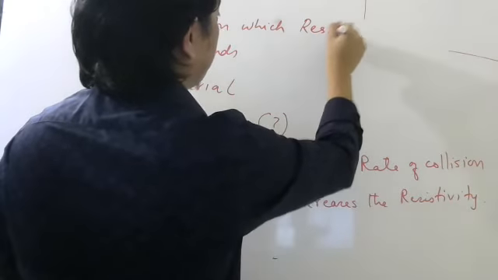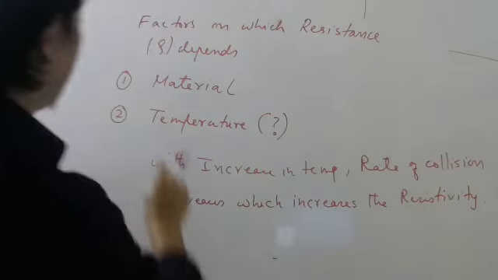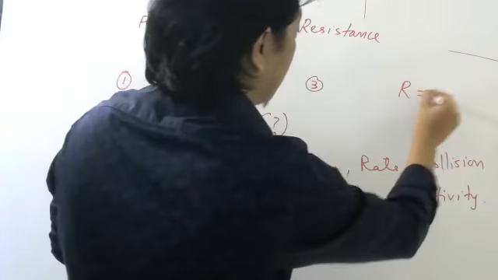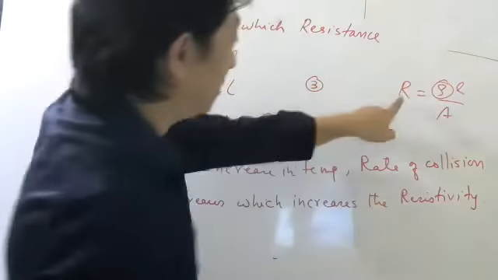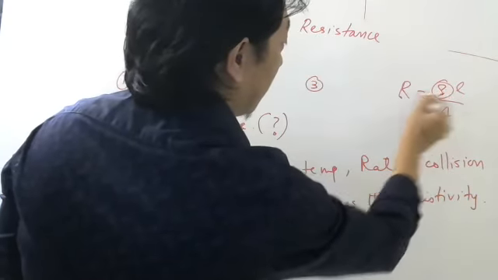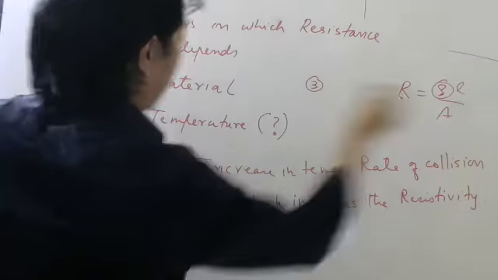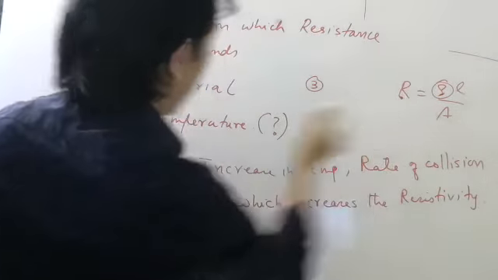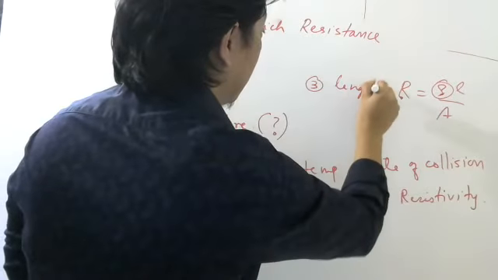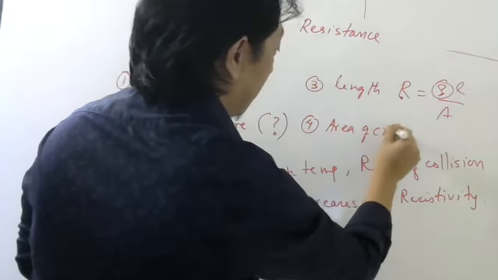Now, they may also ask in exam factors on which resistance depends. So if they ask factors on which resistance depends, then you have to write material, temperature, because resistance depends on resistivity also. Now resistance depends on this, right? So if this will change, this will also change. So resistivity depends on material and temperature, so resistance also will depend on material and temperature. Plus it will depend on length, this length, and area of cross section.